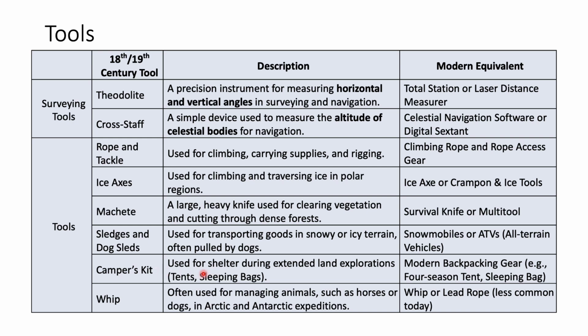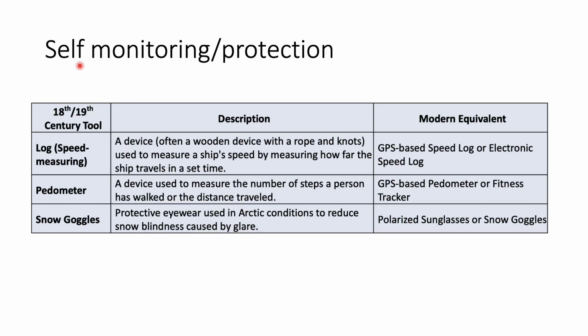In olden days also people used tents and sleep bags, and currently also we use tents and sleep bags. And of course, people wanted to know how healthy they are, so they used some self-monitoring or protection things. For example, snow goggles were used to protect their eyes, and currently we use polarized sunglasses or snow goggles. And a pedometer was a device that was used to measure the number of steps a person had walked or the distance traveled. So currently we use GPS based pedometers or fitness trackers.